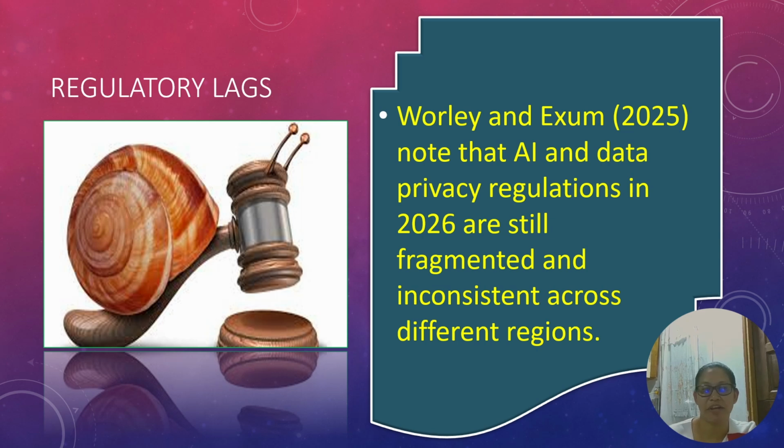The other challenge is regulatory lags. Worley and Exam 2025 note that AI and data privacy regulations are still fragmented and inconsistent across different regions. For example, in the United States, there isn't one clear national law, so states have created their own rules, and many of these rules only respond to problems after they happen instead of preventing them in advance.